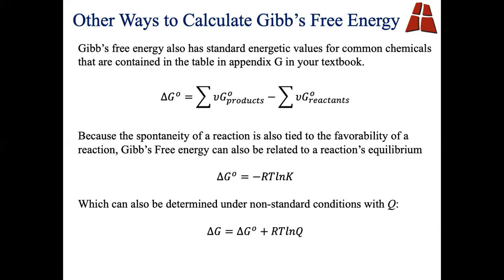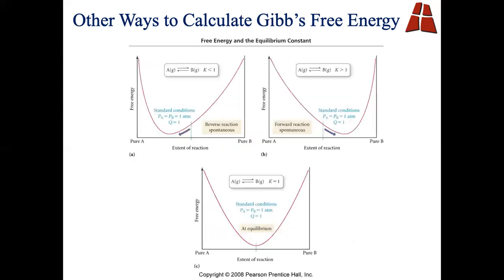When we are not at equilibrium, we are then using Q instead of K. And so our change in free energy is going to be equal to the standard free energy plus RT and the natural log of Q instead of K. Those are the main ways that we can calculate our change in free energy, or Gibbs free energy, as it's also called. Hope that was useful.